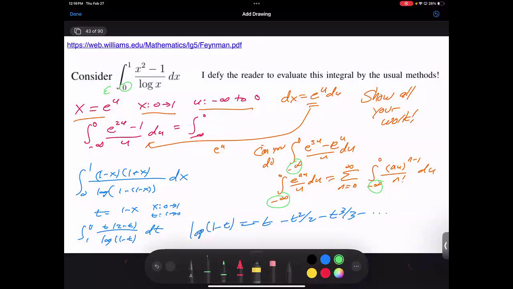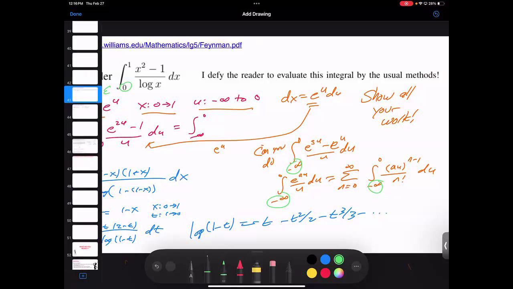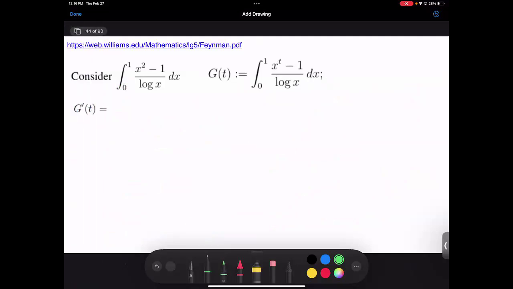Okay. When you try to do the standard stuff, this is hard. We could try to play some nice games and whatnot, but it's not easy. Maybe you could do something with this log of 1 minus t and changing things, but it doesn't look good. So the Feynman integral trick is to, instead of integrating x squared minus 1 over log x, integrate x to the t minus 1 over log x. And then at the end of the day, take t equals 2.